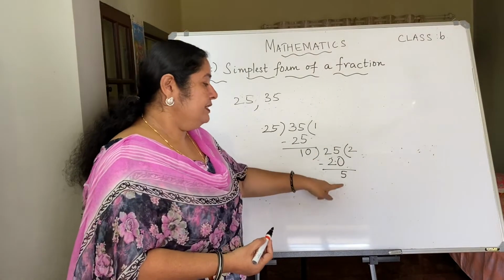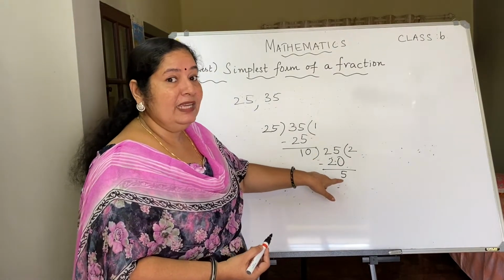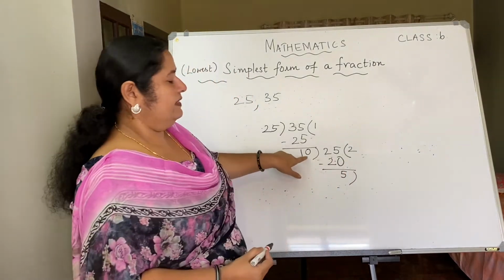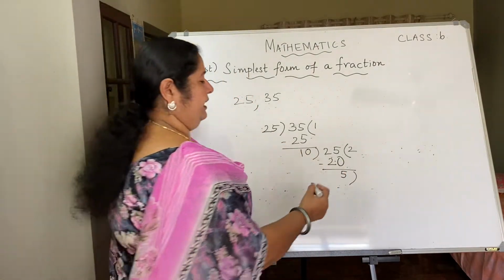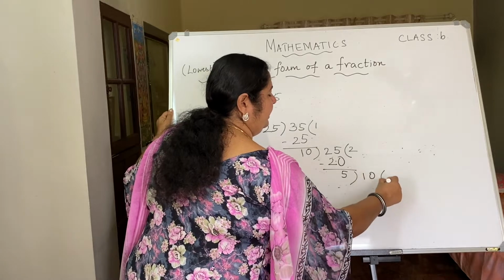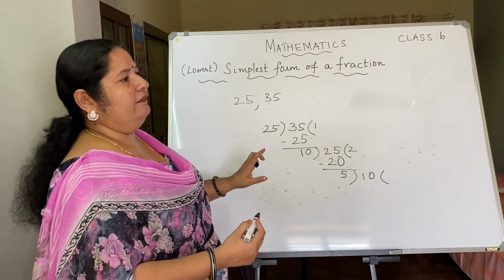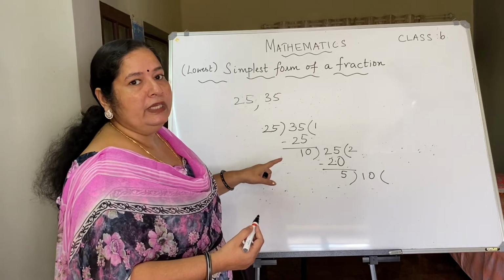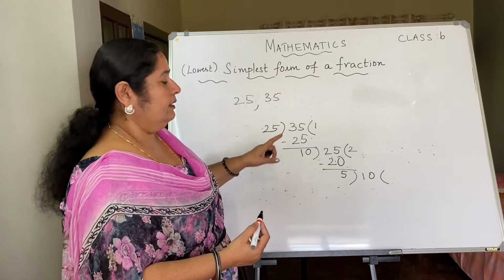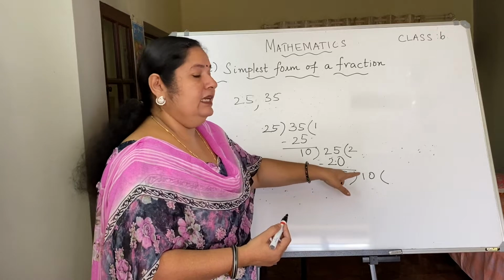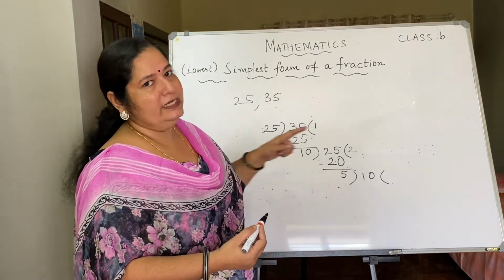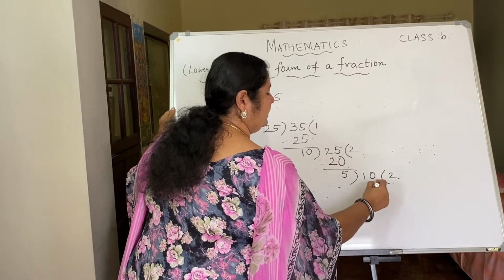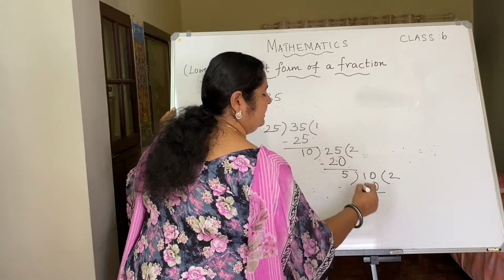Now this 5, which is a remainder, becomes the divisor. And what will be the dividend? The second divisor will be the dividend. So 10 to be divided with 5. So here what you do is, see how many times 5 goes in 10. How many times? 2 times. 5 twos are 10. What is the remainder?